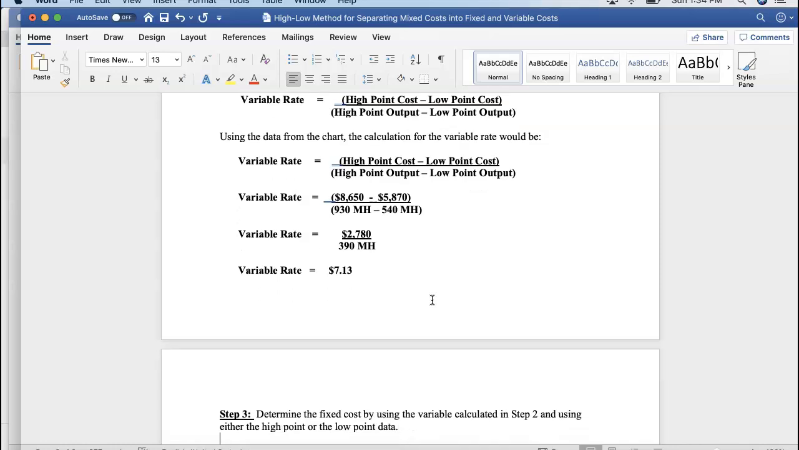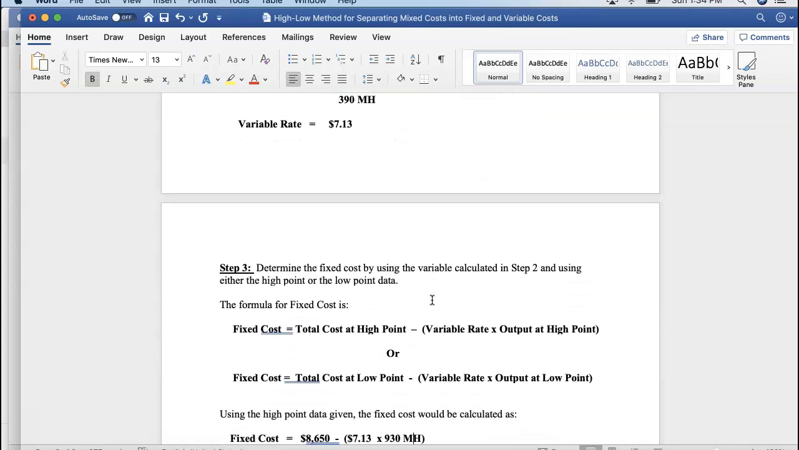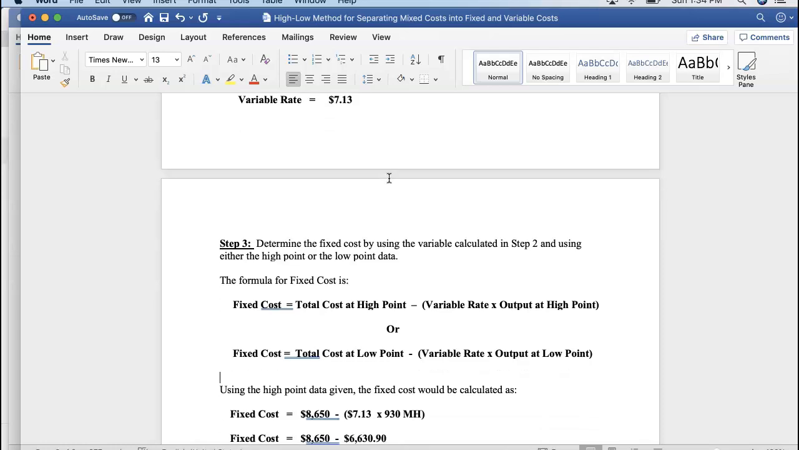For step 3, we now need to calculate the fixed cost. So we've already calculated the variable rate, and we're going to use that as well in our formula to help us calculate fixed cost. So here's that formula for fixed cost. It equals the total cost at the high point minus that variable rate times the output at the high point. Or you can use the low point information, high or low, either way. But if we use the low point cost, we need to use the low point output. I generally would just use the high point cost and the high point output, but you can do it both ways and it will calculate to be the same.